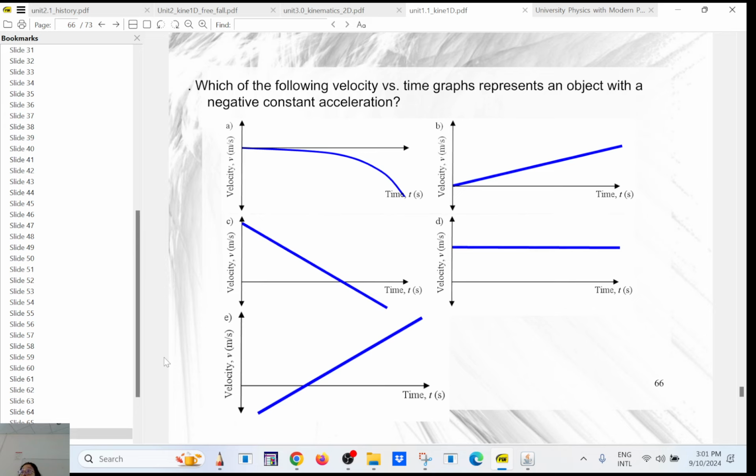Negative constant acceleration. Do you all agree? Yeah. Okay, the steepness is constant, so acceleration is constant, but it's negative. So if both the velocity and the acceleration have the same sign, it's going to speed up. If one is negative and the other one is positive, it's going to slow down.